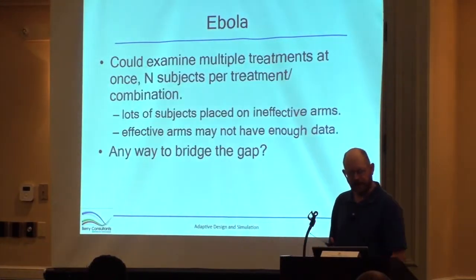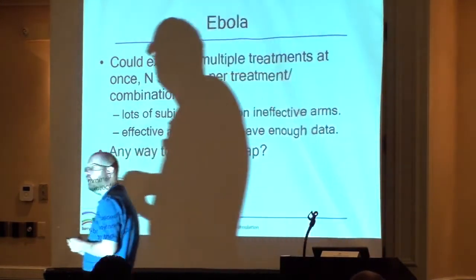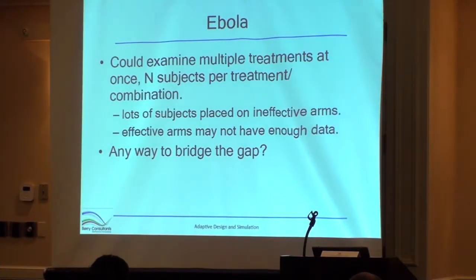The alternative strategy is to try to look at everything at once. Well, we have 250 patients, so there are 10 different combinations here. If we do everything at once, we're going to end up with 25 patients per treatment, which isn't enough to do a lot of good inferences. So that presents a problem too. We end up with essentially 10 separate trials, all of them being underpowered. So that's not fun either. So is there any way to kind of bridge the gap between these?